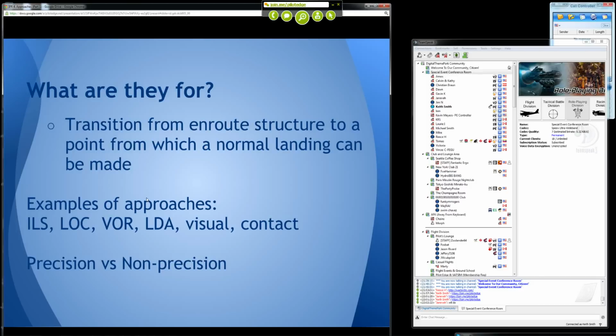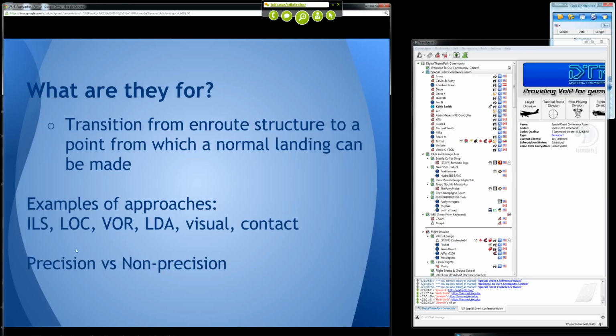Some examples of approach types that you'll run into. The ILS is obviously the most common. Localizer approach, VOR approach, localizer directional aids or LDAs, and visual approaches and contact approaches. I'm not positive that we'll be able to get to visual and contact this time around. It may go into a part 3, but we'll see how it goes.